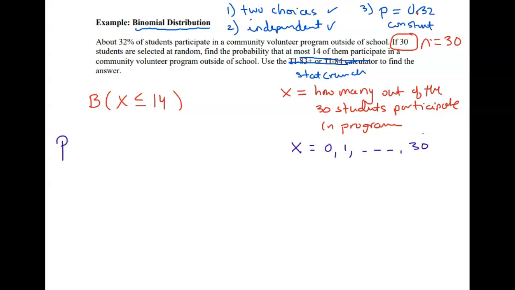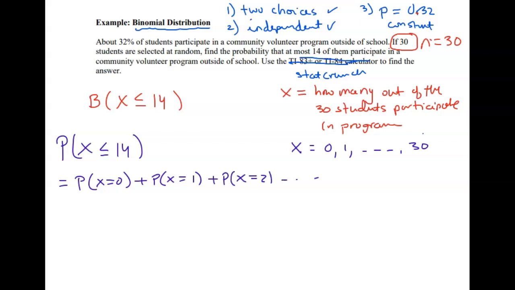B stands for binomial distribution, and we want to find the probability that X is less than or equal to 14. That's what we're looking for. This includes lots of probabilities: the probability that X is 0, the probability that X is 1, the probability that X is 2, exactly this many students, all the way to the probability that X equals 14.